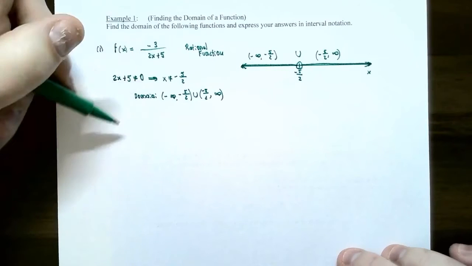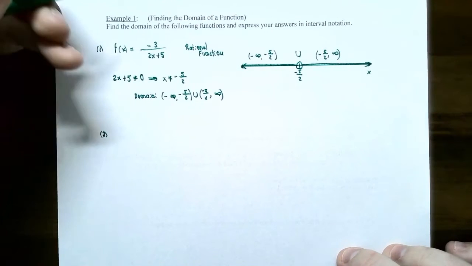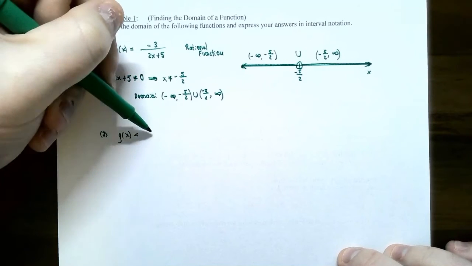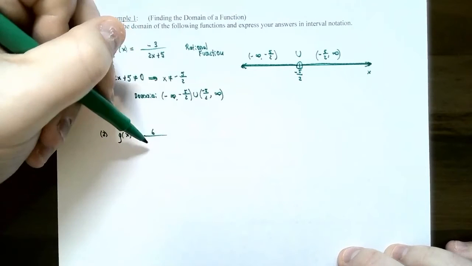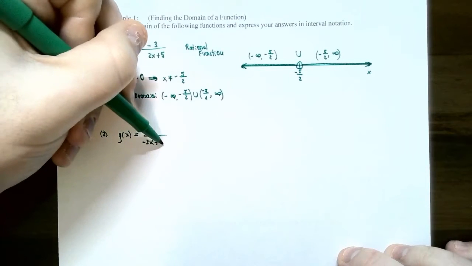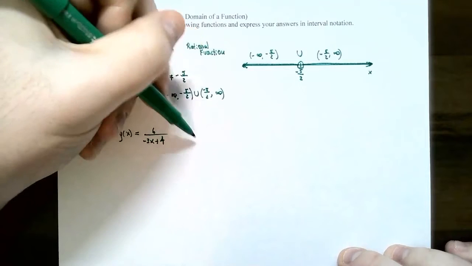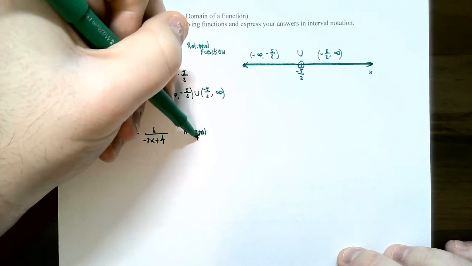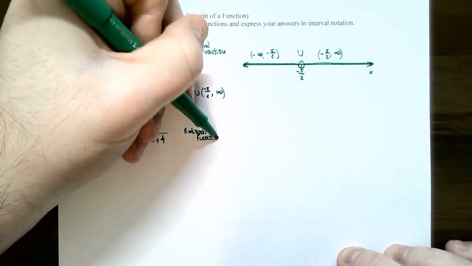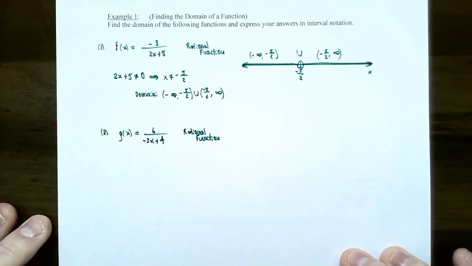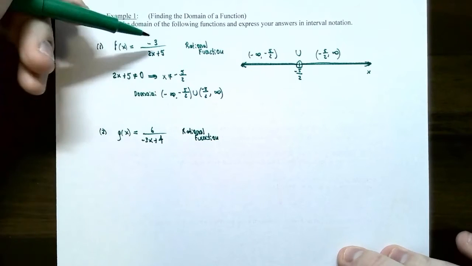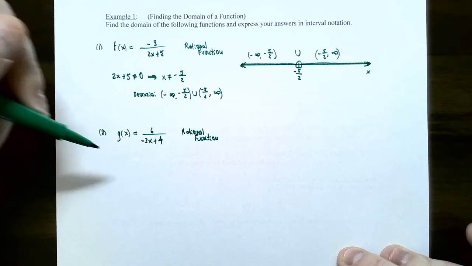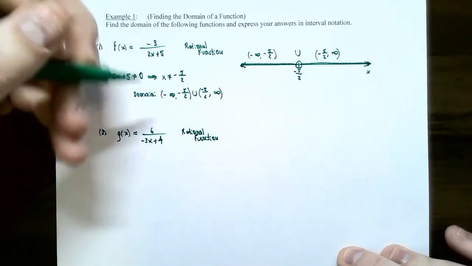Okay, let's try a different rational function this time. Number 2. The function is g of x equals 6 divided by negative 3x plus 4. And so this is another example of a rational function, because you have x's in the denominator again. So just like the last problem, notice the numerator had nothing to do with the domain. We're only concerned about division by 0 if there's a fraction with x's in the denominator.